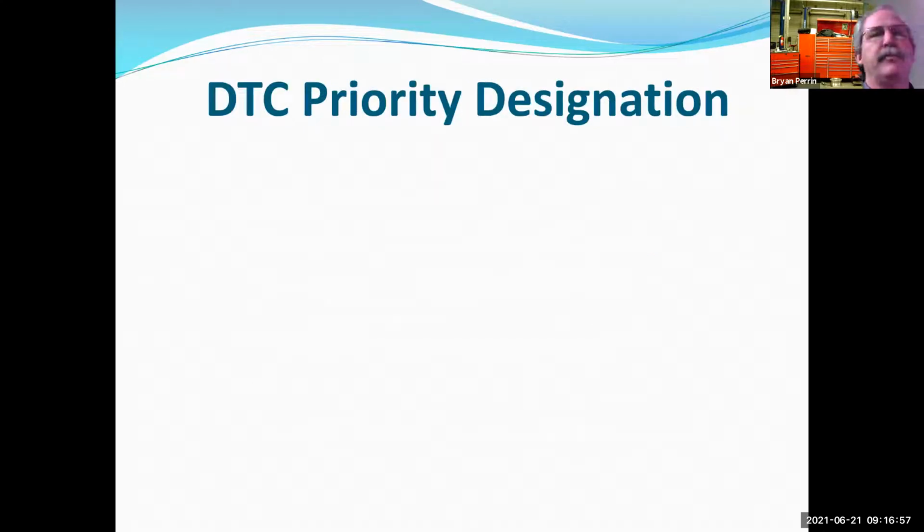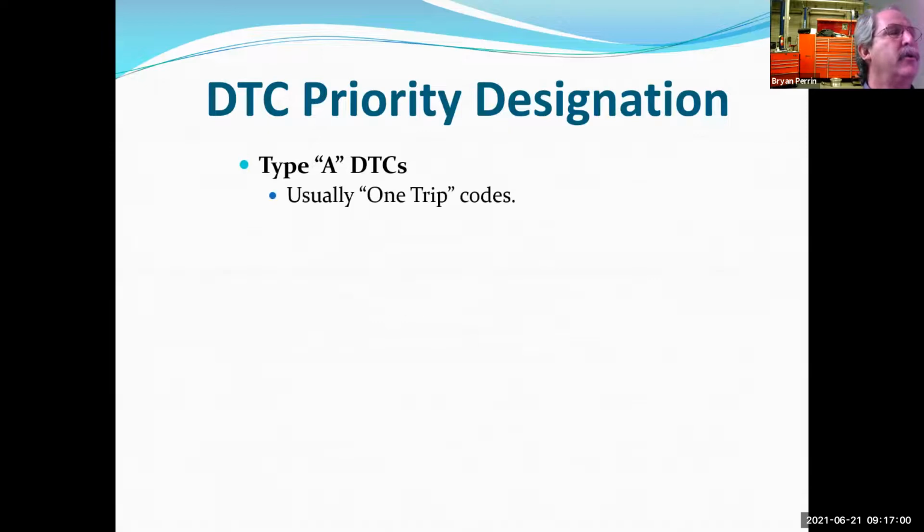So we have a couple different types of codes. We have A codes. A codes are a one-trip code, meaning it sees the problem and the light comes on. A cat-damaging misfire would be a good example of a one-trip code. A mass airflow sensor or throttle position sensor that's not plugged in will be a one-trip code, right? Because it's something where we can see this is really bad, so we're turning the light on. So when you put something together and forget to plug in the intake air temp sensor or mass airflow sensor or TPS, you start the car and the check engine light comes on right after you start it. You forgot to plug something in, normally.